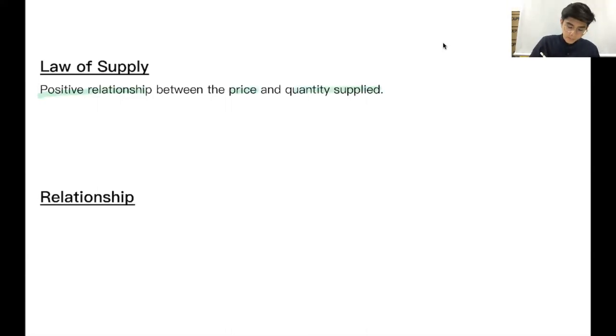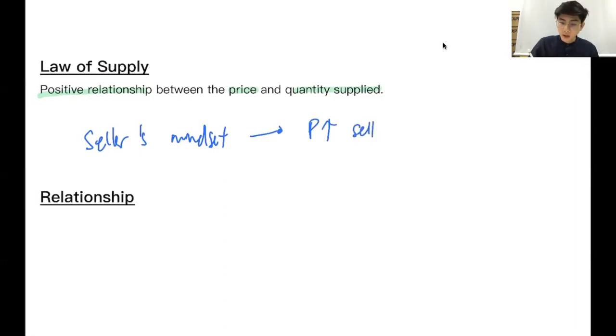Make it simple. In the last video, we talked about demand. Demand is a buyer mindset. So in supply, you are the seller mindset. Now when we talk about supply, you have to switch your mind into a seller. So when the price is higher, do you want to sell more or sell less? The answer is you want to sell more.